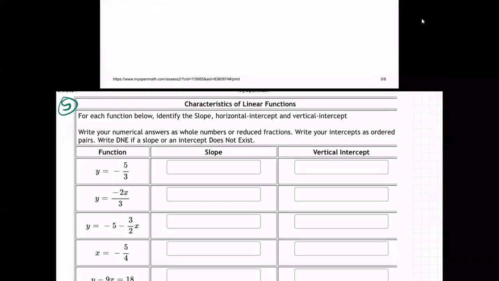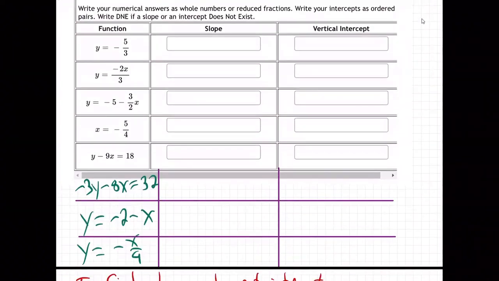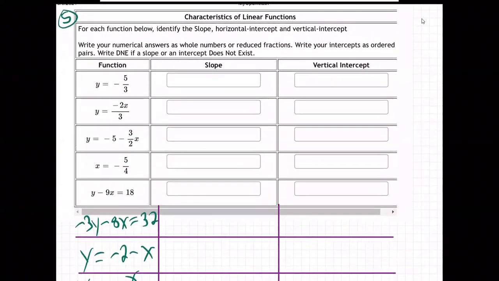Okay, let's do it. So here we go. For the first one, notice that y is already alone, y is already alone. Y is not alone here, we'll get to that one in a minute, so we're going to need to get y alone. Y is not alone here either. But most of them, y is already alone, and I don't have to do step one, right?